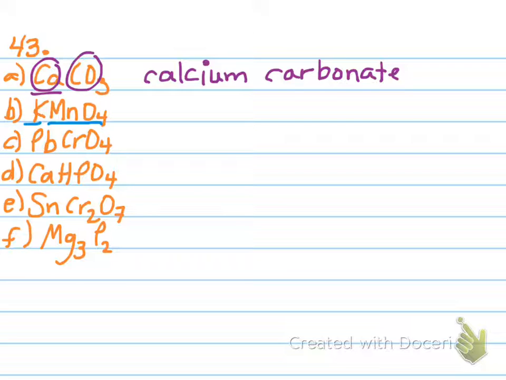I'm going to combine the name of my cation and my anion. My cation is potassium ion, so it's just going to be potassium. And MnO4 is one you have memorized. It's permanganate.